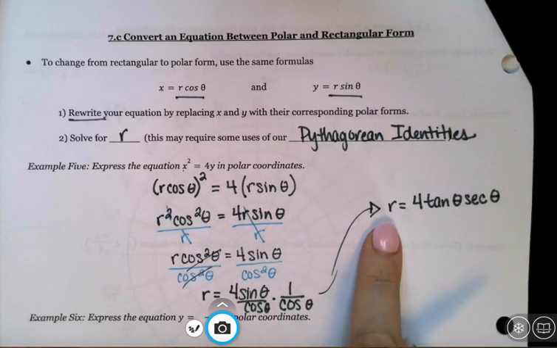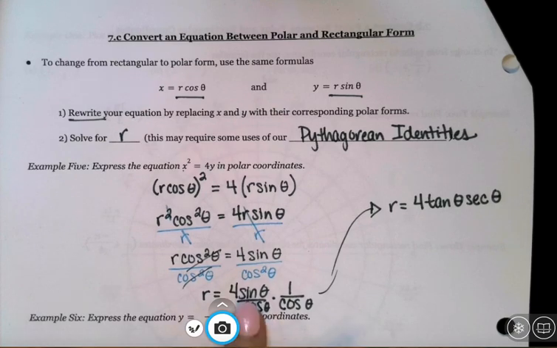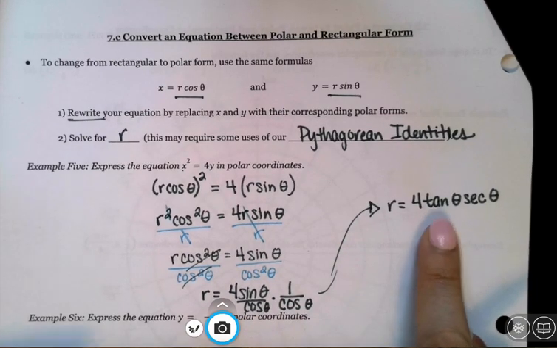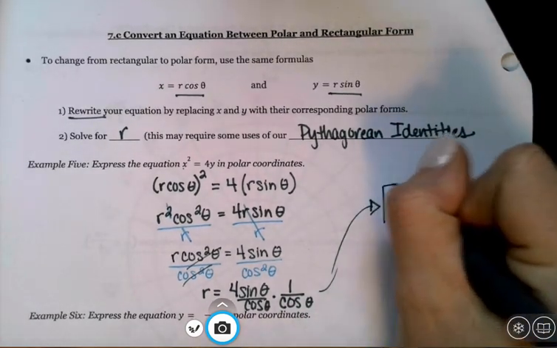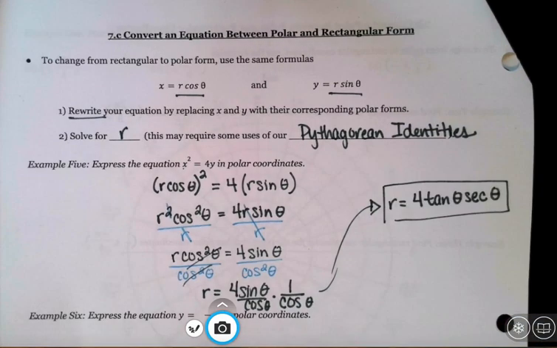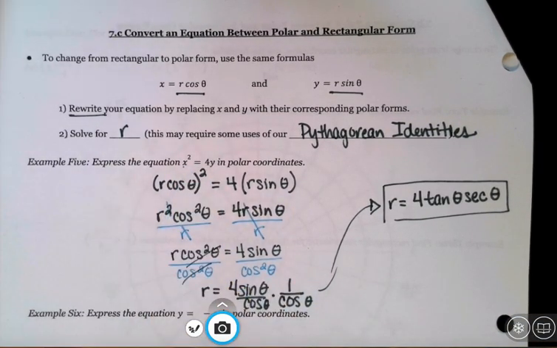So I got r by itself. I did simplify this into tangent and secant, so we are done. This is our equation in polar form when we were originally given rectangular form. So let's look at the example underneath, example 6. I'm going to scoot this up.